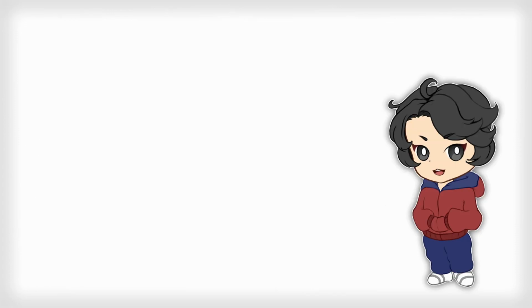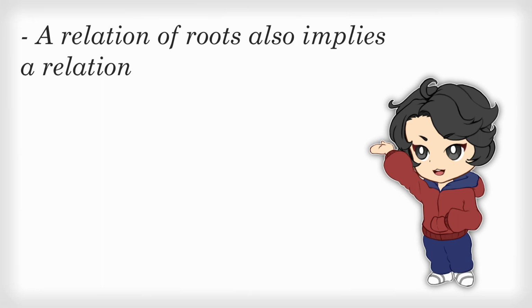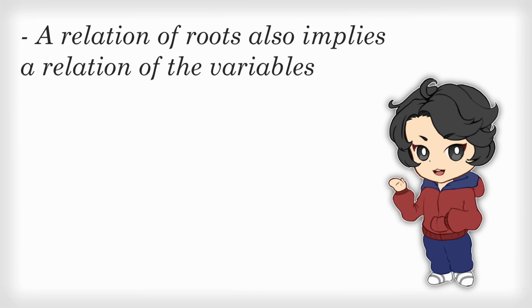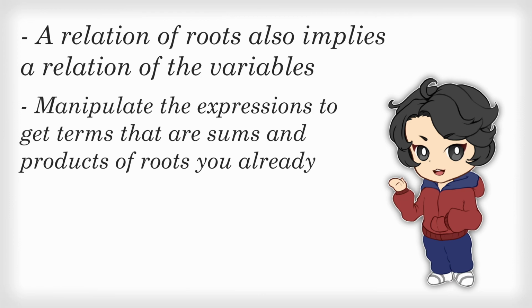Naturally, there's more where that came from, and I'll be doing more videos about this if y'all would like more examples solved. So go ahead and link them in the comments below, and I'll eventually show them in a future video. As for this video, the main takeaway would be to understand that a relationship of roots also implies a relationship of the variables, and that when you're trying to evaluate different expressions, try to manipulate them so that you end up with terms that are sums and products of roots you already know.